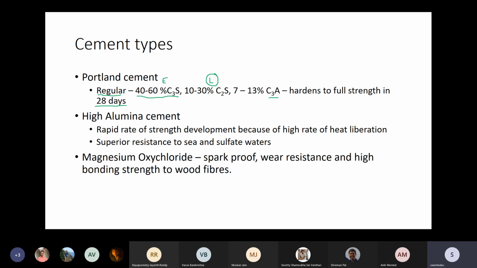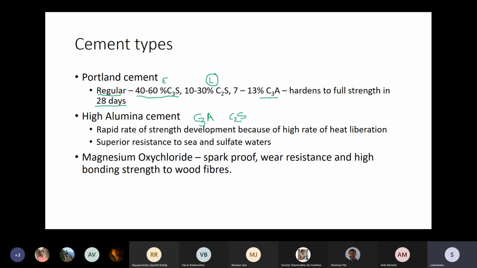People say some of the age-old constructions like forts and big museums which are very old are made of predominantly C2S. Although it took time to hydrate, that strengthening effect lasts for a very long time. Now, high alumina cement, as I said, contains predominantly C3A, and some amount of C2S will be there.